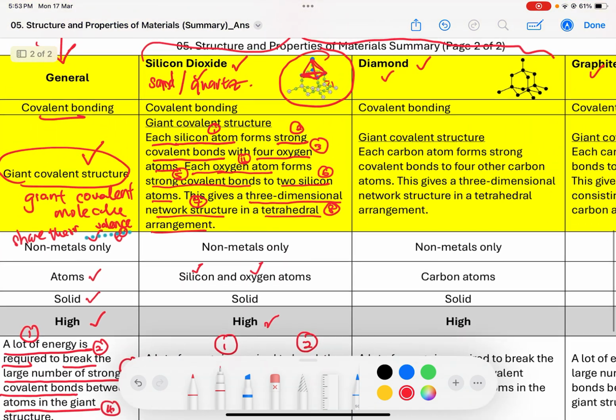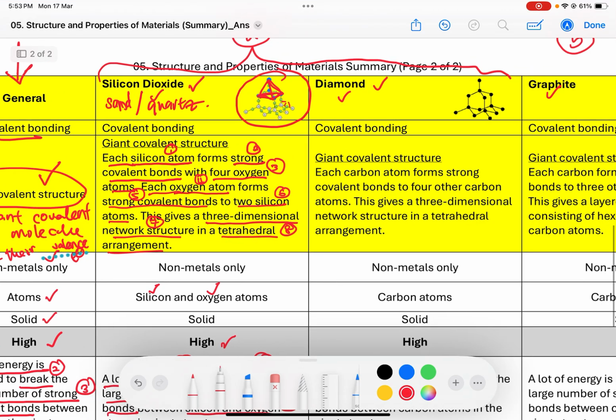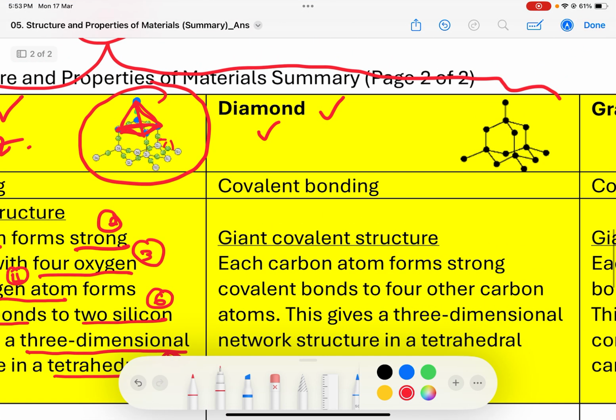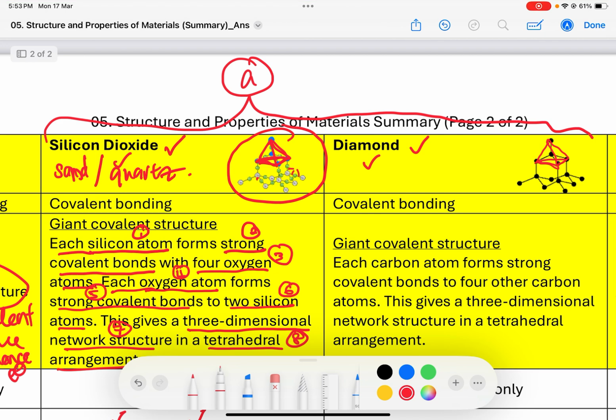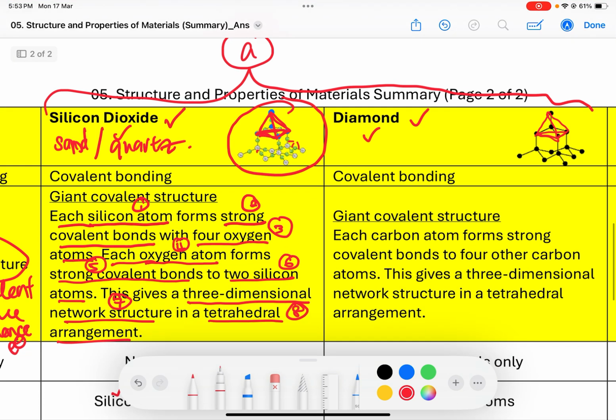Now let's go on to diamond. For diamond here, I want you to look at the structure for silicon dioxide and diamond. Do you realize they are almost identical? Do you realize that this one also has this tetrahedral arrangement? One face, two faces, then the third face at the back, and then the last one at the bottom. So diamond and silicon dioxide are generally very similar. But in terms of the structure description, it's slightly different.